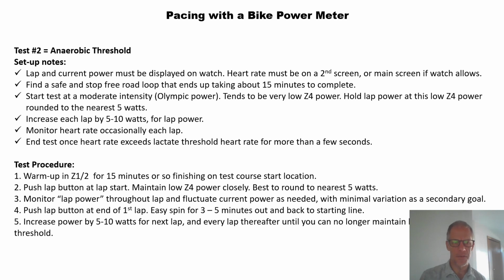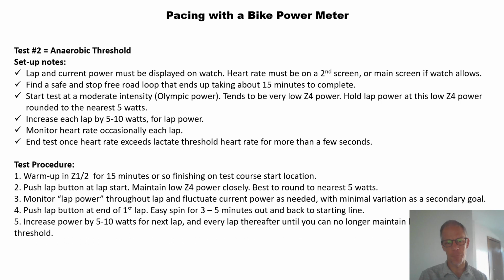So, okay, let's dive into the test procedure. Again, a little redundant, but worth restating. Warm up in zone 1, 2 for 15 minutes or so, finishing on the test course start location. Push the lap button at lap start. Maintain your low zone 4 power closely, and it's best to round to the nearest 5 watts. Monitor that lap power throughout the lap and fluctuate your current power as needed, with minimal variation as a secondary goal.